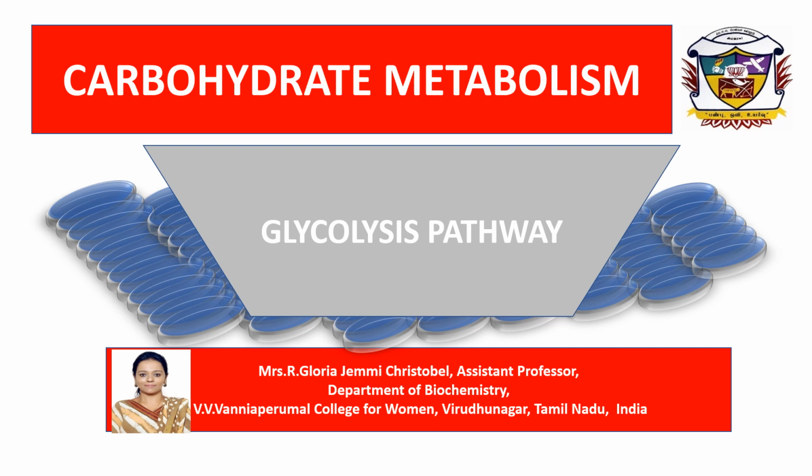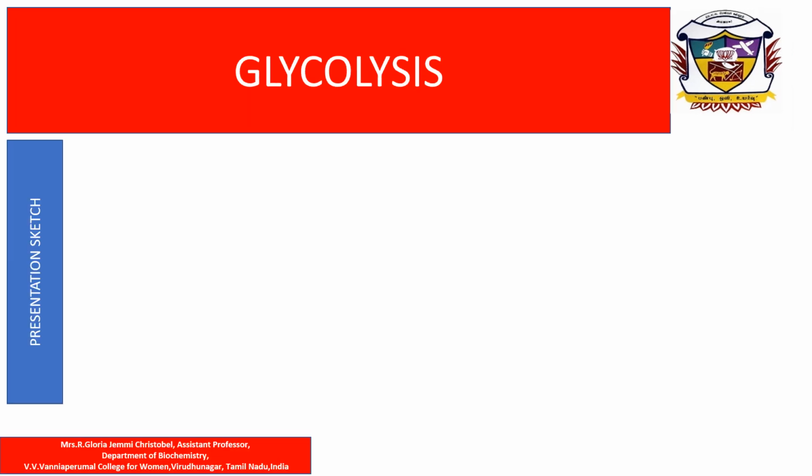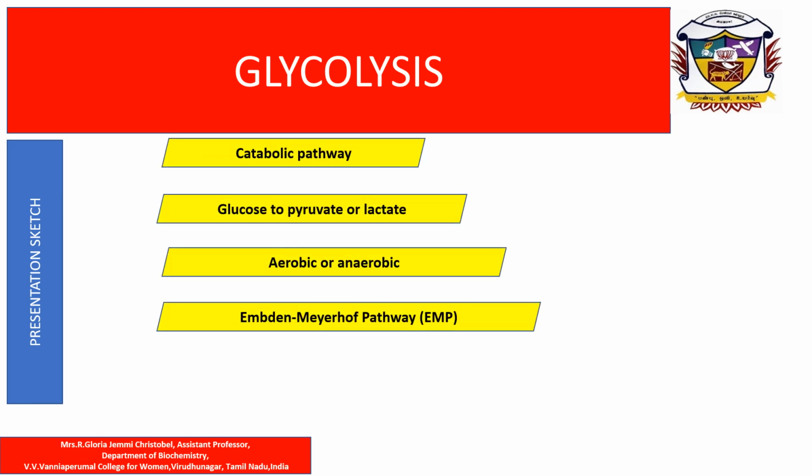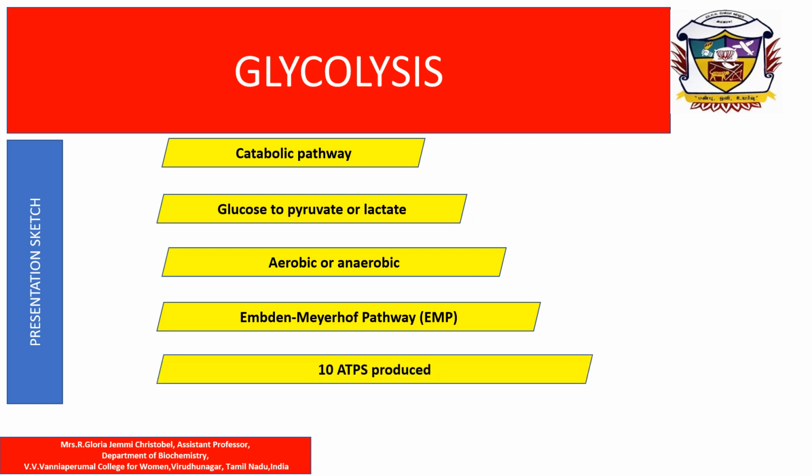Glycolysis is a crucial metabolic pathway among all other carbohydrate metabolism. Let's have an overview of the pathway. ATP is a key energy molecule of all biological organisms. One source of ATP is glycolysis. The glycolysis process takes place in the cytosol of the cells. This is a catabolic process wherein glucose breaks down into a 3-carbon compound, which is pyruvate or lactate.